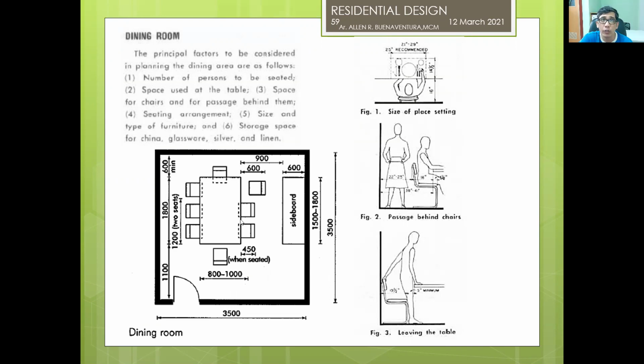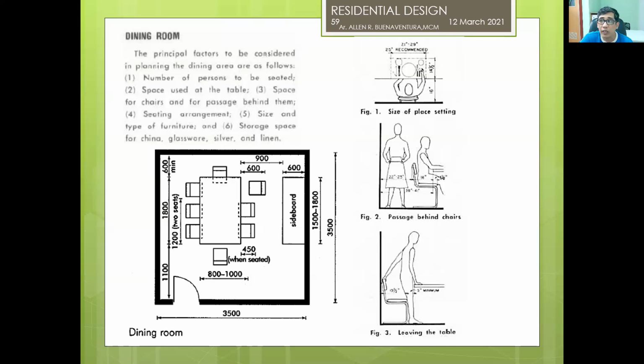What are the food to be served? How big are the plates? What is the size of the table? So based on the table, number of seats or number of chairs, and the size of the table, you can now approximately design the size of the dining room. So space for chairs and for passage behind them.